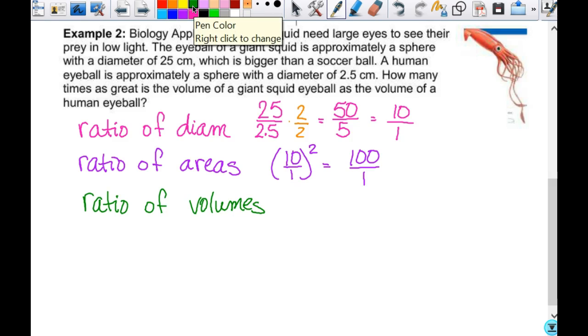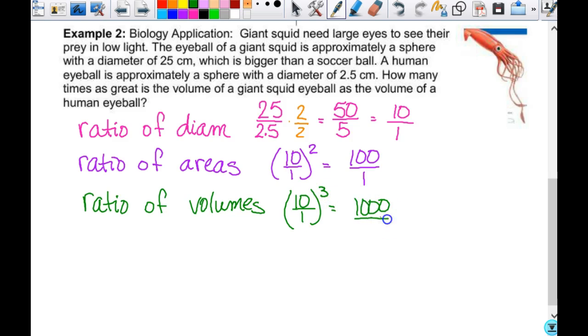Ratio of the volumes, well, if the radius gets multiplied by 10, when I substitute it in, the radius gets cubed, and so does the 10. So it's 10 over 1 cubed, which is 1,000 to 1.